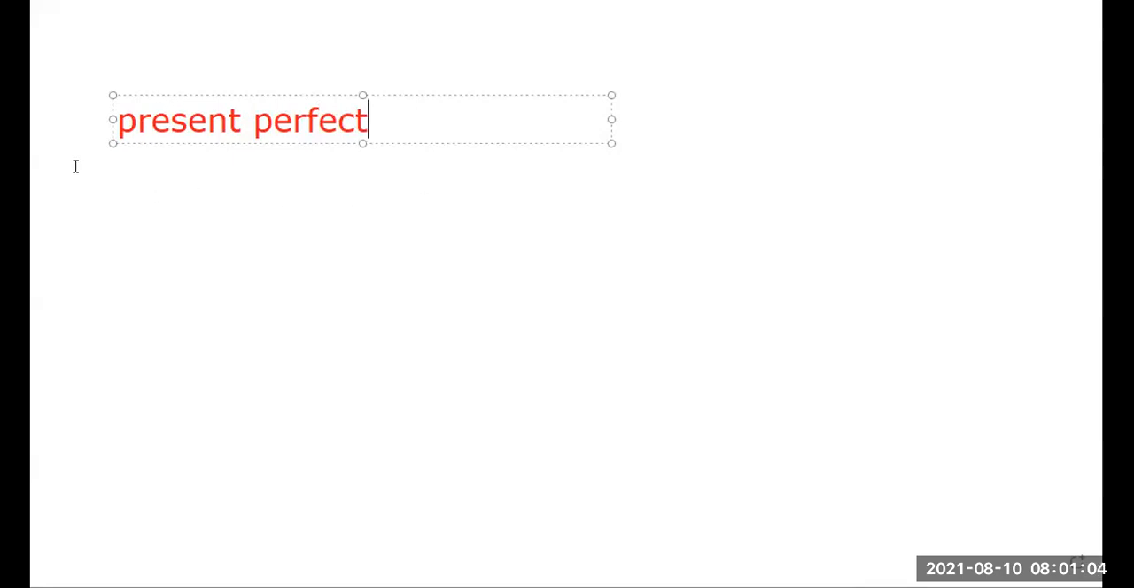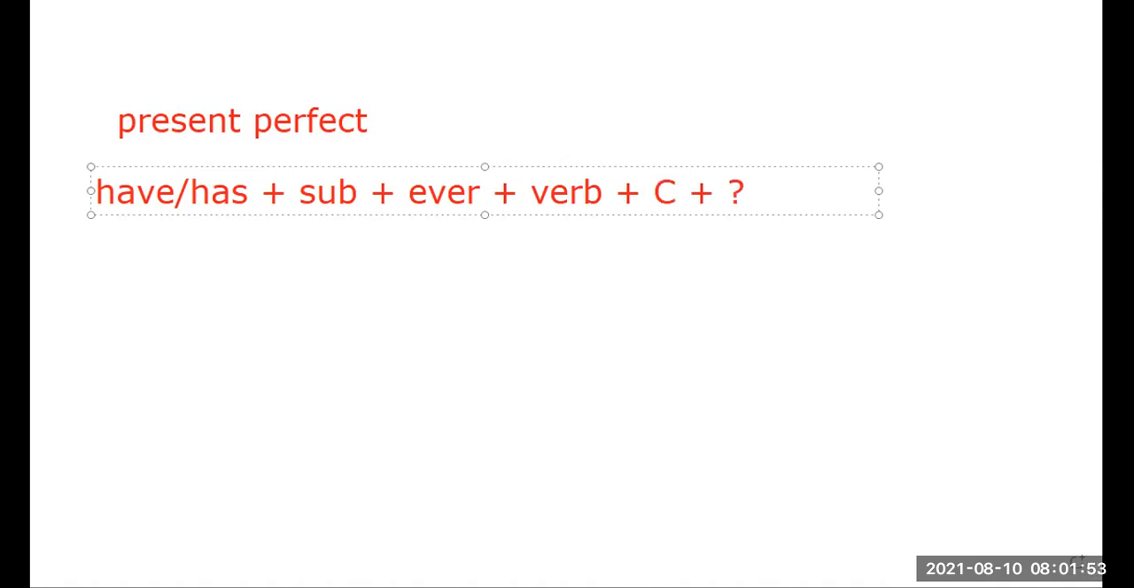In the present perfect, we use have or has, depending on the subject pronouns, plus subject pronouns, plus ever, plus a verb in the past participle, not a past verb, such as eaten, done, traveled, studied, plus complement, plus the question mark. Remember, verb in past participle, not in simple past, not in simple present.